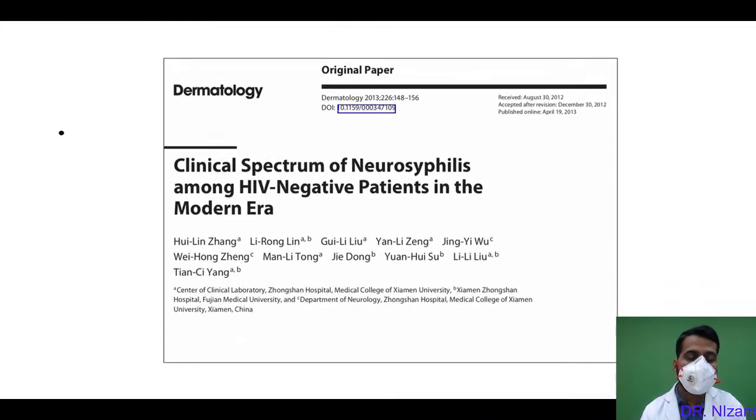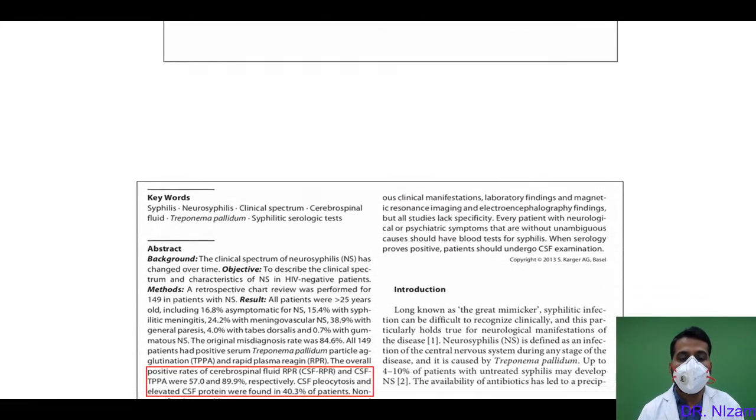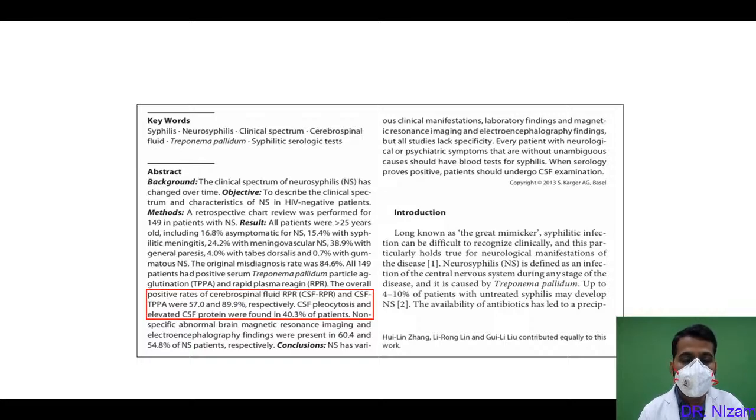Next, this is the paper which says the clinical spectrum of neurosyphilis among HIV negative patients. We have talked about the HIV positive patient and neurosyphilis. But here, this paper talks about neurosyphilis among the HIV negative patient, that is in the modern era. They have concluded that the positive rates of CSF RPR and CSF TPPA were 57 and 89% respectively, whereas CSF pleocytosis and elevated proteins were found in around 40% of patients.